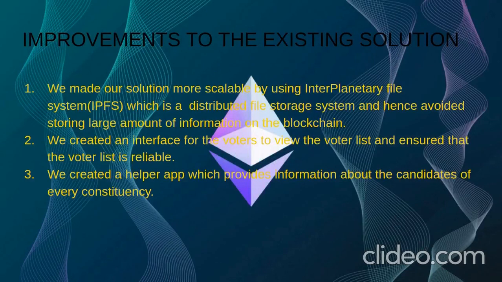Some of the improvements that we made to our existing solution from round 1 are: we made our solution more scalable by using the interplanetary file system, which is a distributed file storage system, and hence avoided storing large amounts of information in the blockchain. It also made our solution cost efficient. We also created an interface for the voters to view the voter list and ensured that the voter list is reliable and cannot be tampered with. We created a helper app which provides information about the candidates of every constituency.